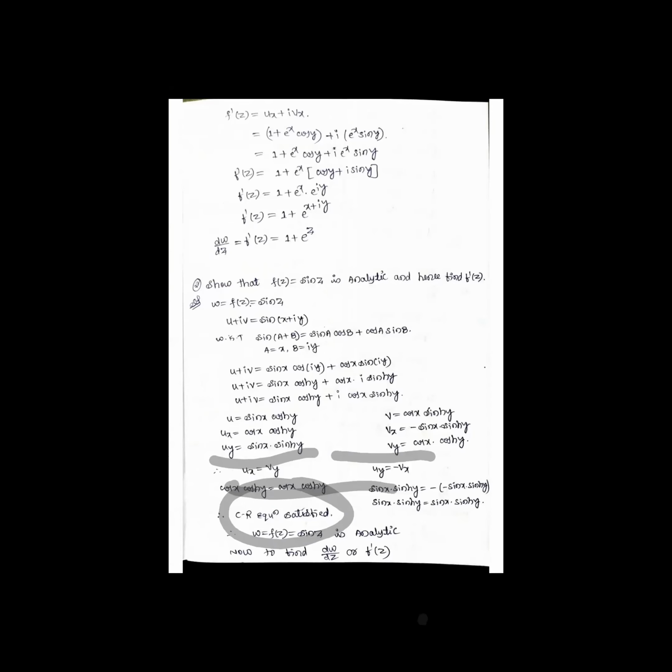Okay, next we will get the derivative. To get the derivative for the Cartesian system, I have to take ux plus i vx. Ux means this, plus i into vx means this. Please open the brackets: 1 plus e raised to x cos y plus i into e raised to x sin y. From this, e raised to x is common, cos y plus i sin y.